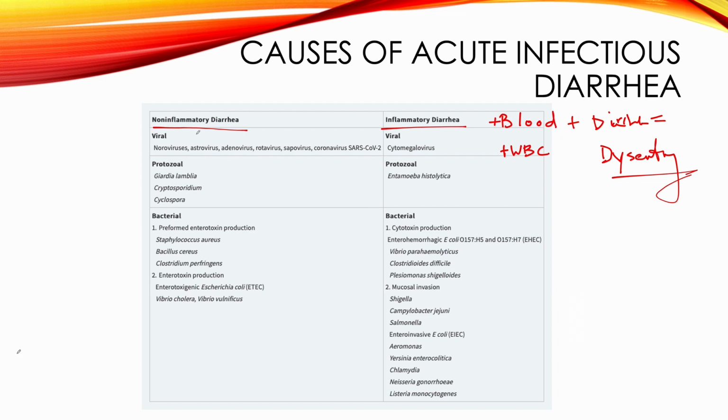These non-inflammatory are going to be the kind that don't have blood in the stool, more watery in consistency. And so that's another way to help further subdivide the causes of acute infectious diarrhea. And we are going to go through the more common, or more commonly asked about on testing, etiologies and go through them more specifically.